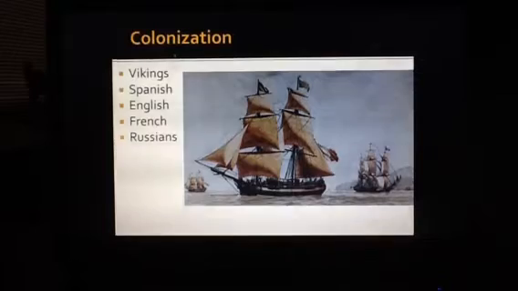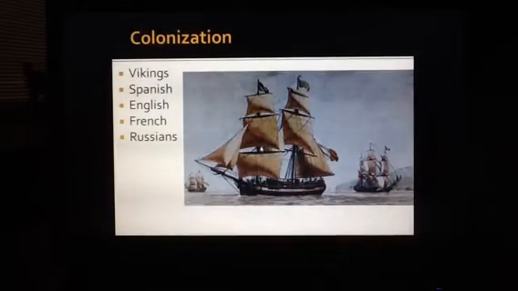The first European contact that we know of is when the Vikings sailed across the top of Europe to Iceland, Greenland, and then into Canada. And they lived there for several hundred years until the weather turned and forced the Vikings to retreat and move back to Europe.